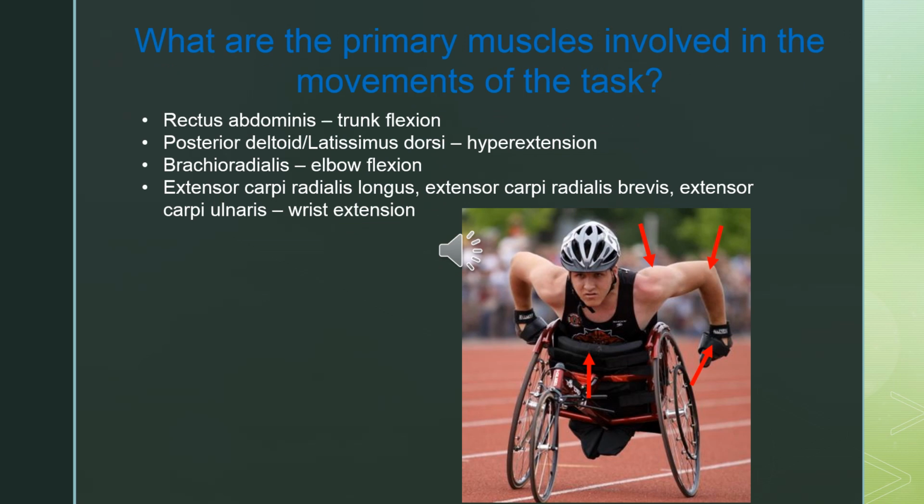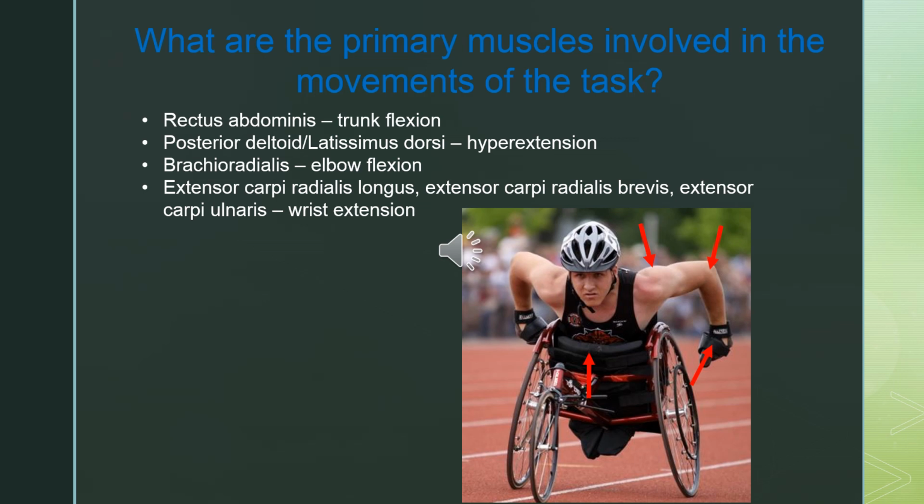I placed some arrows with a picture so that you can see the location of the actual muscles. The rectus abdominis is responsible for trunk flexion, and that arrow is below the face, near the stomach area. We then have the posterior deltoid and latissimus dorsi, which are responsible for hyperextension of the shoulder. We then have the brachioradialis, which is responsible for elbow flexion. As you can see, the elbow is in a flexed position.